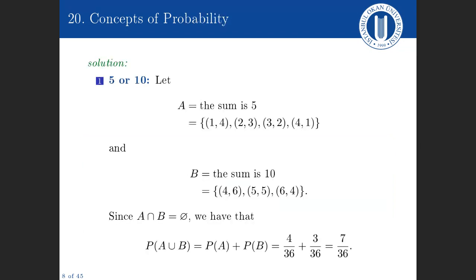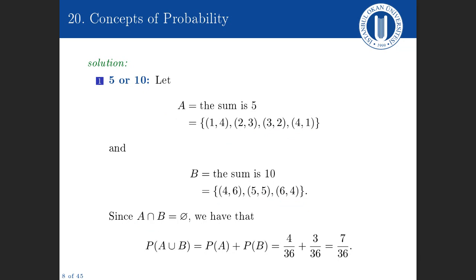So question 1, first of all, how can we get a 5 or a 10? We're going to let A be the compound event that the sum is equal to 5. We could have 1 and 4, 2 and 3, 3 and 2, or 4 and 1. And then we're going to let B be the compound event that the sum is equal to 10. So that's 4 and 6, 5 and 5, or 6 and 4. You will note that the intersection of these two compound events is the empty set, because we can't have a sum of 5 and a sum of 10 at the same time.